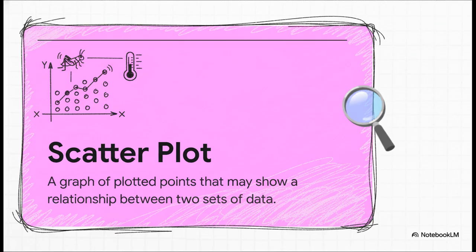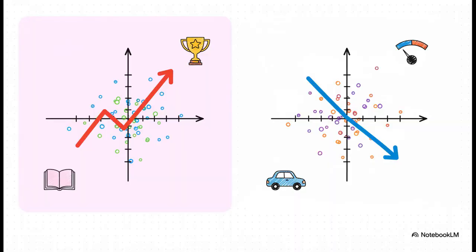At first it's going to look like a random mess of dots, but as you add more and more points, something pretty cool starts to happen. A trend can literally emerge right out of the chaos. And when we're looking at that cloud of dots, we're usually looking for one of two things. On the left, you've got what's called a positive association. That's when the dots trend upwards, like the more hours you study, the higher your exam score tends to be. And on the right, you've got a negative association, where the dots trend downwards. Think about a car. The heavier it is, the lower its gas mileage.